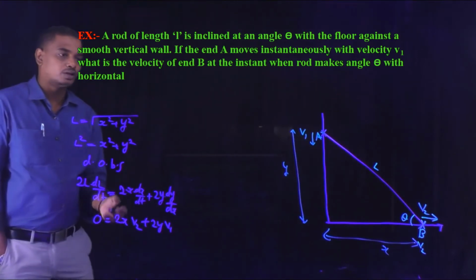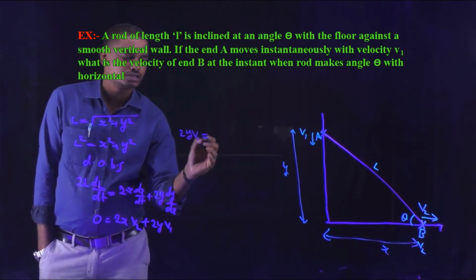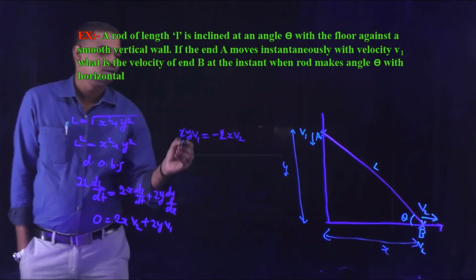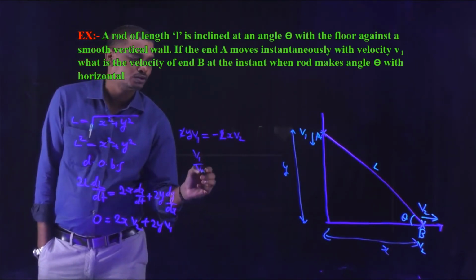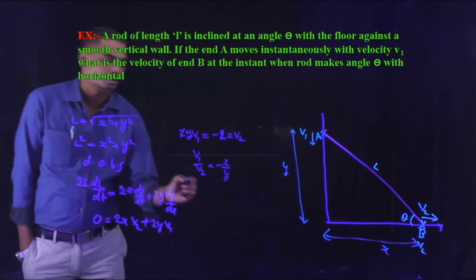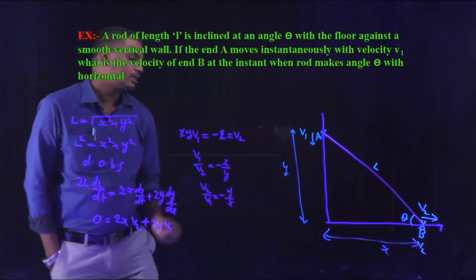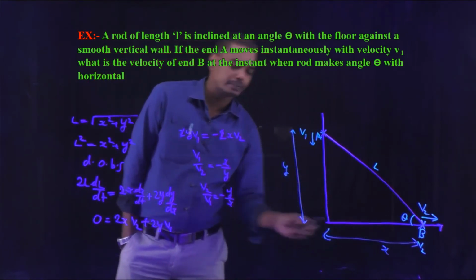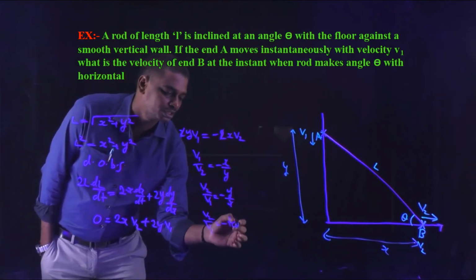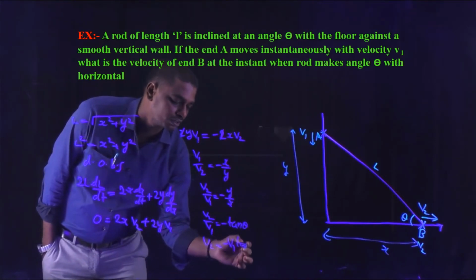Okay, so from now it can be written as 2y v1 is equal to minus 2x v2, where 2 gets cancelled, or v1 by v2 is equal to minus x by y, or v2 by v1 is equal to minus y by x. Minus y by x is nothing but tan theta, the opposite side by adjacent side. So v2 by v1 is equal to minus tan theta, or v2 is equal to minus v1 tan theta.